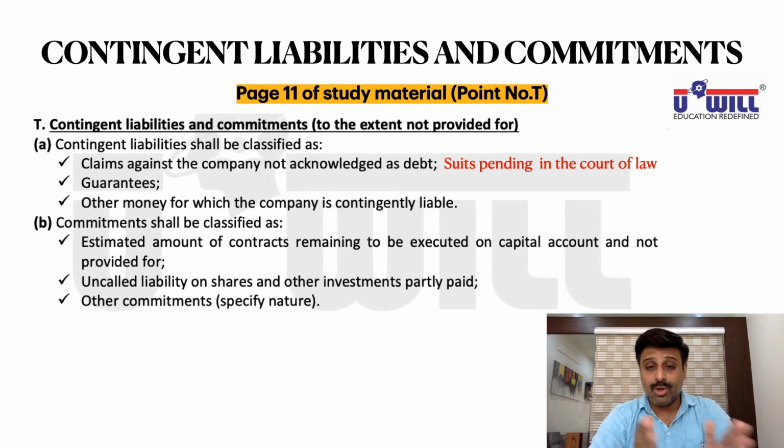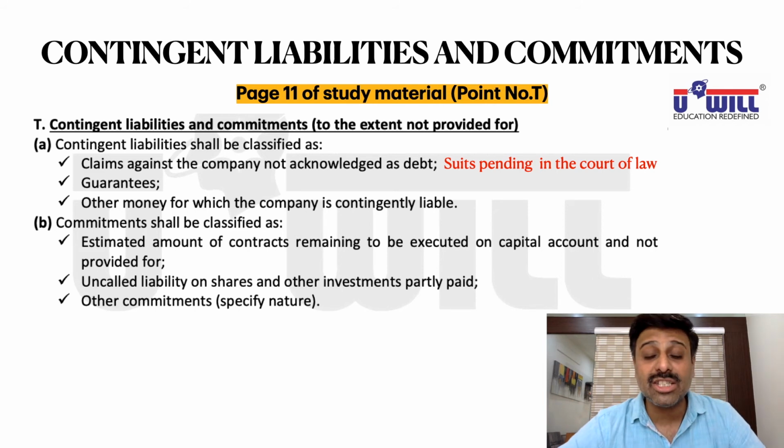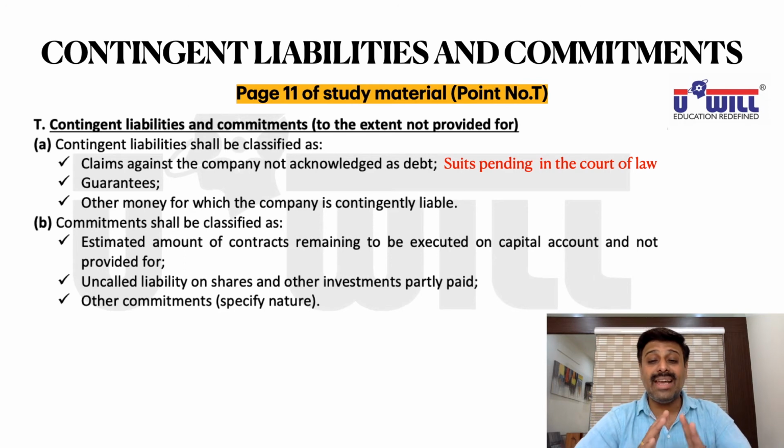But words are very heavy, so you write this in simple language. See, now you understand that language. Claims against the company: the worker has made a claim against the company. Not acknowledged means not accepted as debt. It is not accepted as our liability yet because the decision is pending in the court of law. So in simple language, write down in brackets: suits pending in the court of law.